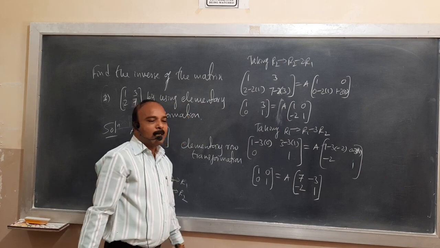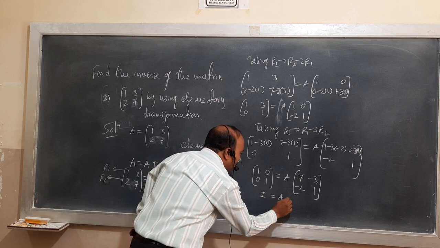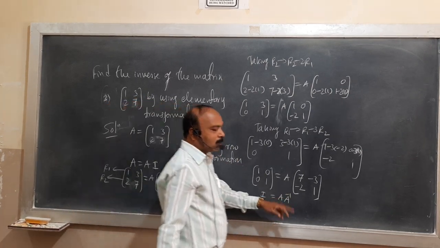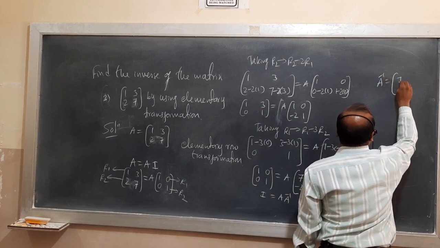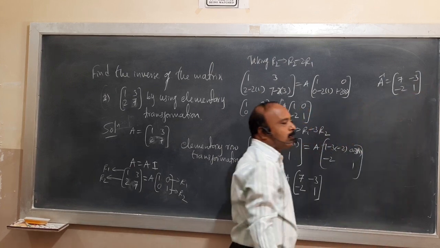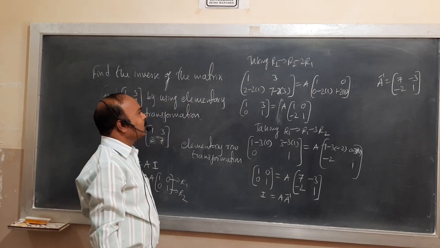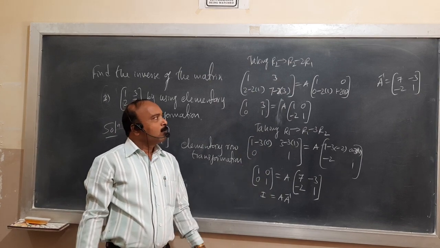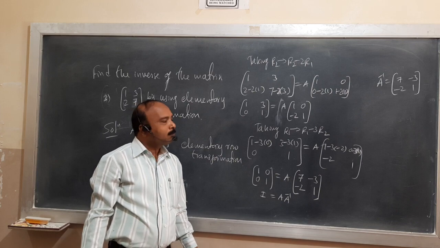Now on the left hand side we get the identity matrix. Therefore, comparing with I equal to A into A inverse, in place of A inverse we observe that A inverse equals 7, minus 3, minus 2, 1. So this is the inverse of the given matrix for the given example. Now if you multiply A into A inverse, again we get the identity matrix only. Verify that answer also.